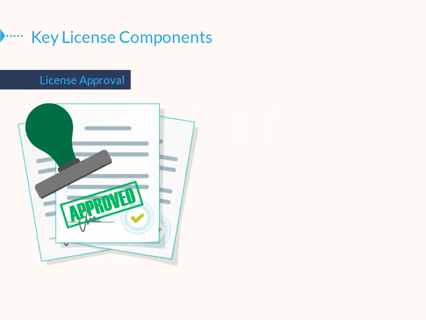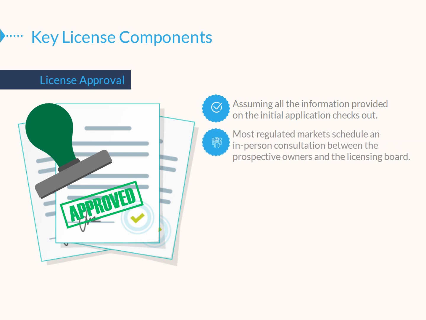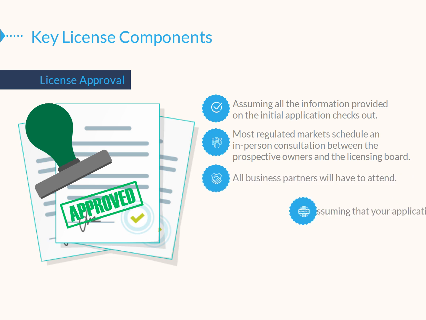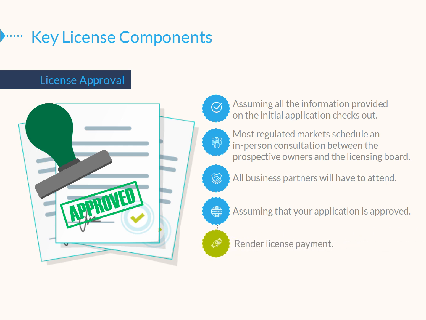License approval. Assuming all the information provided on the initial application checks out, most regulated markets schedule an in-person consultation between the prospective owners and the licensing board. All business partners will have to attend, and assuming that your application is approved, you will typically be expected to render license payment at this time.